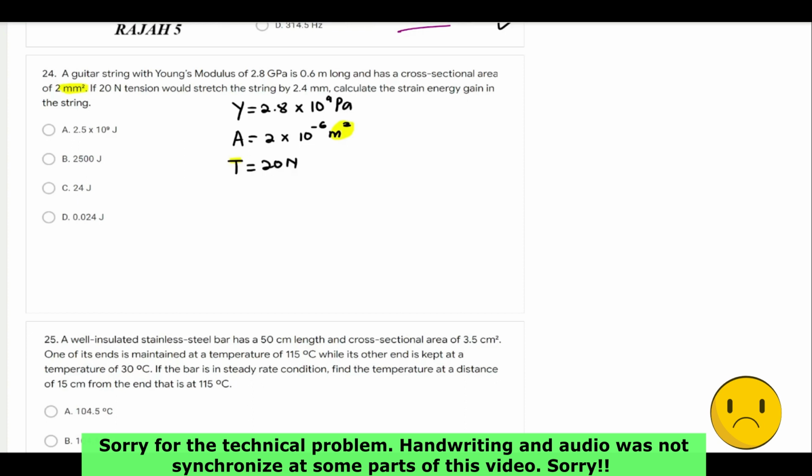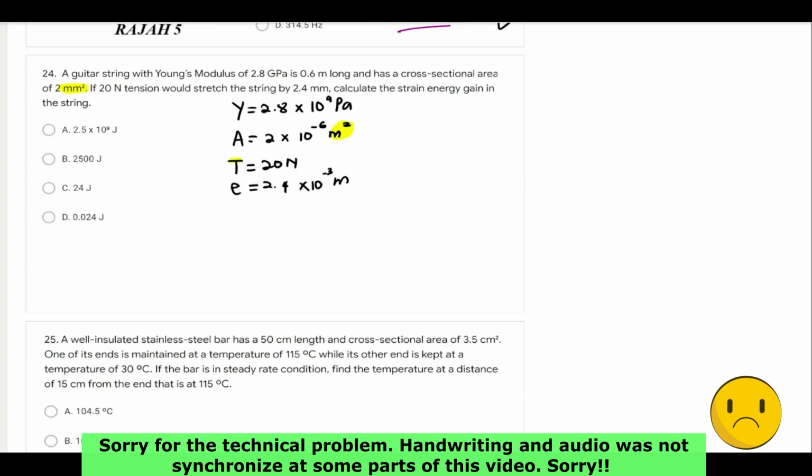So that's when the elongation is 2.4 millimeter. Calculate the strain energy gain in the string. So since we want to find the strain energy, okay, the equation is U equal to berapa? Half Fe.